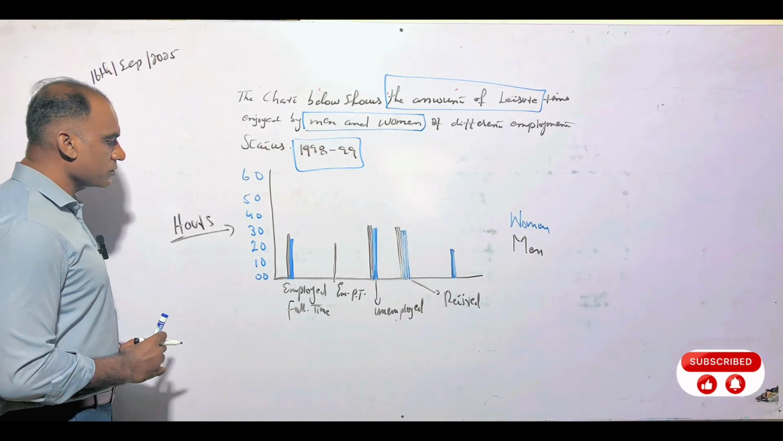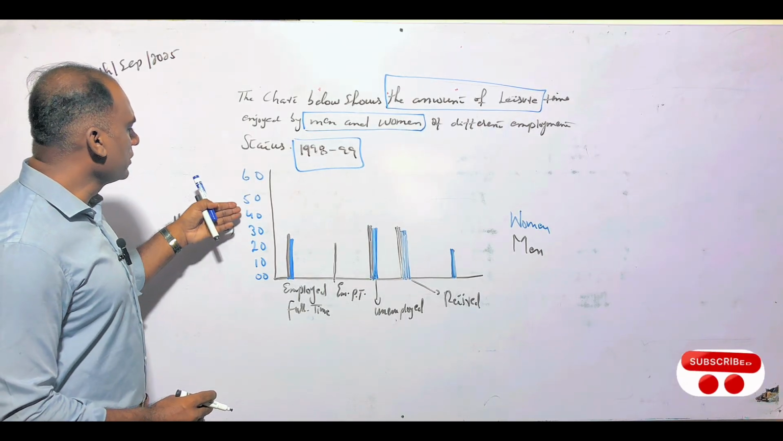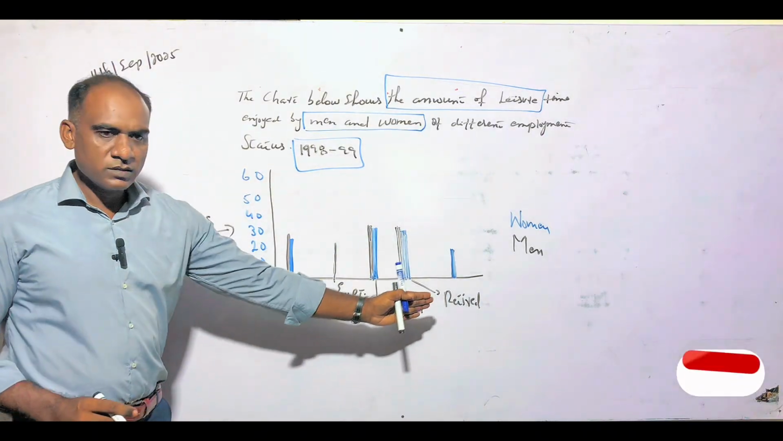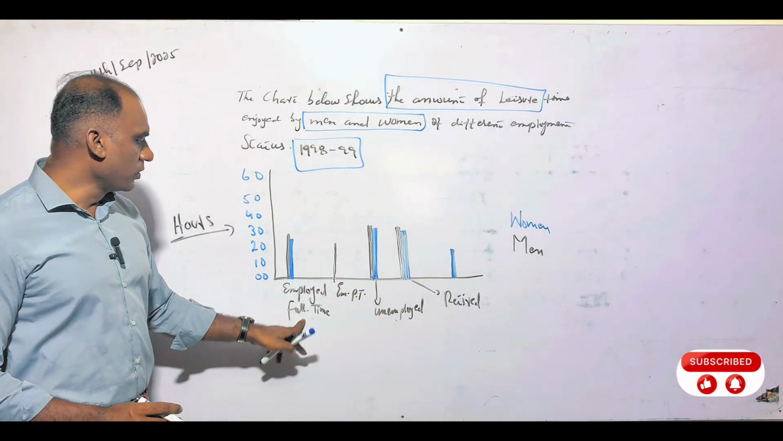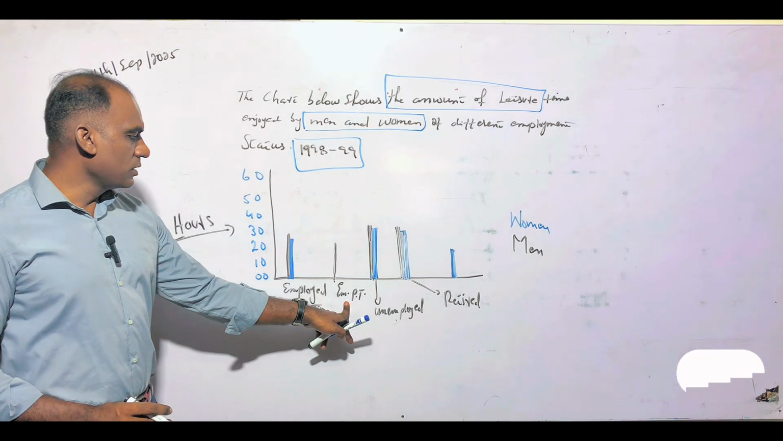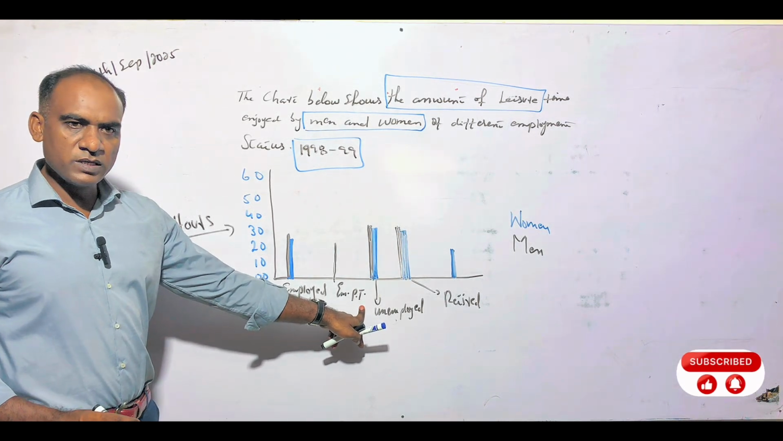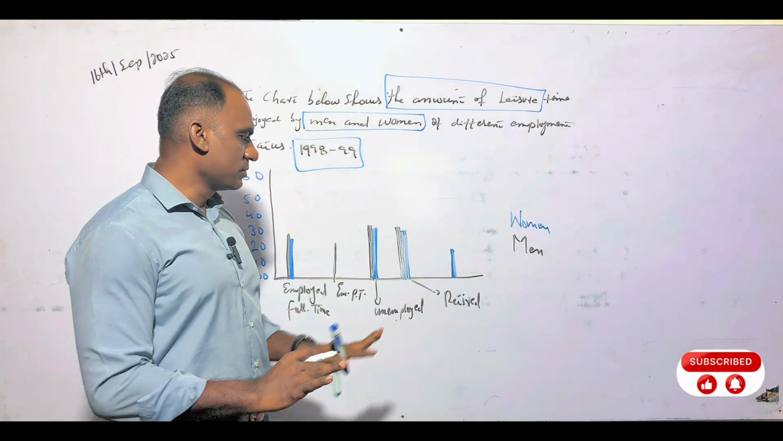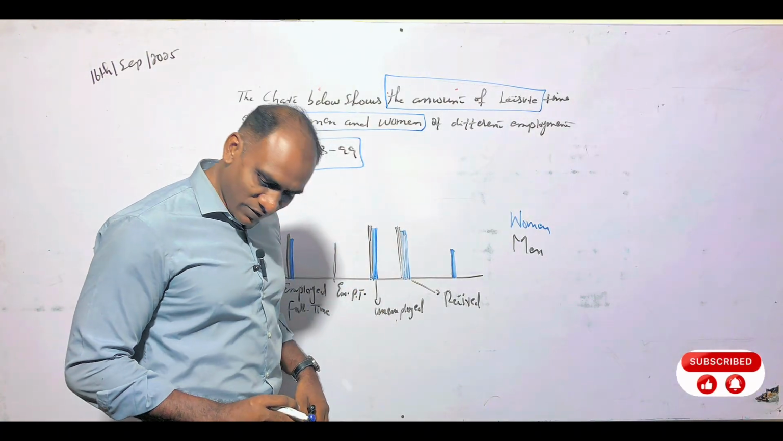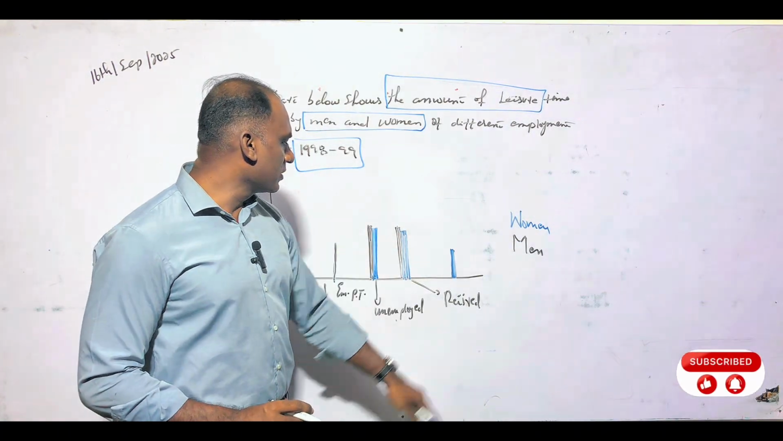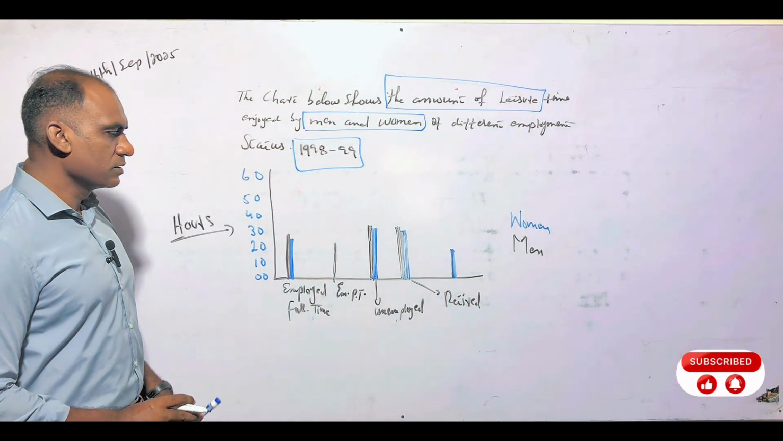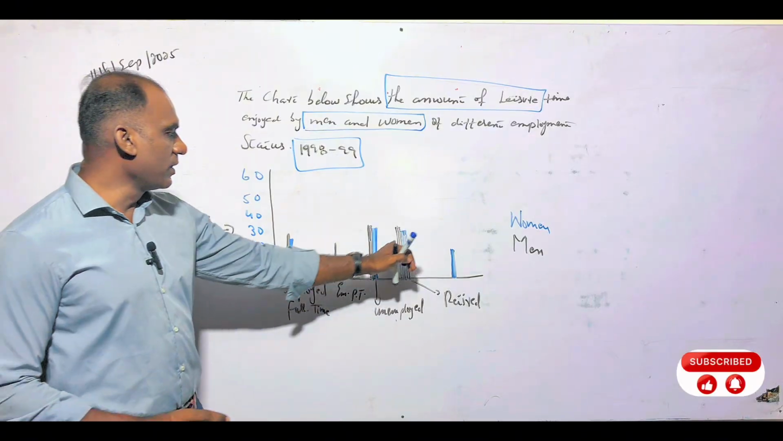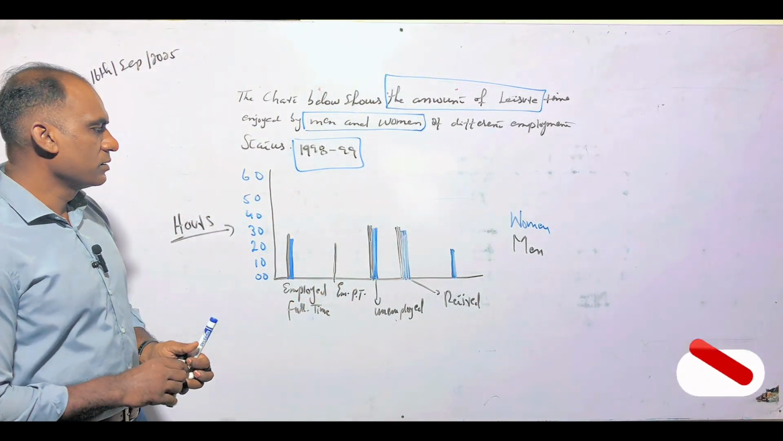Okay. So 10, 20, 30, 40, 50, 60. Alright? And these are the categories. Employed full-time, employed part-time, P stands for part-time, and unemployed means those who are free. And retired. Alright? This blue line is for women and black is for men.